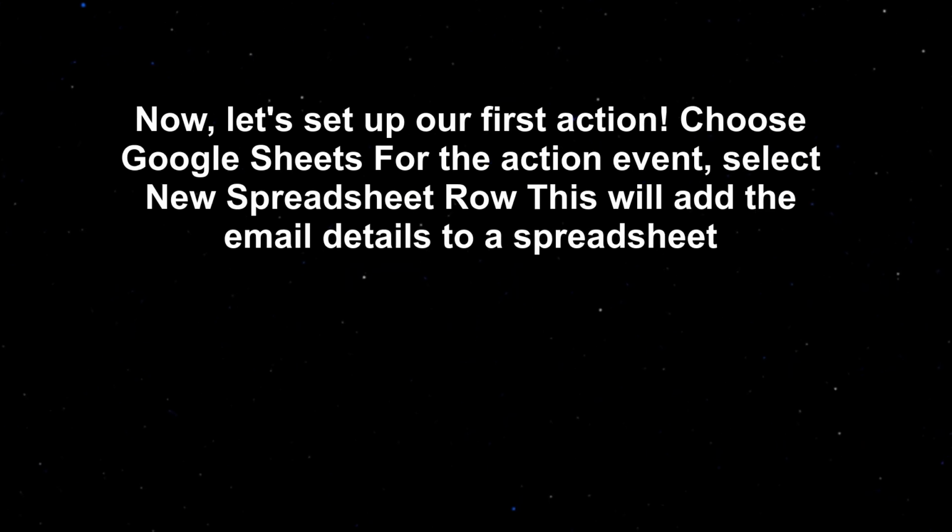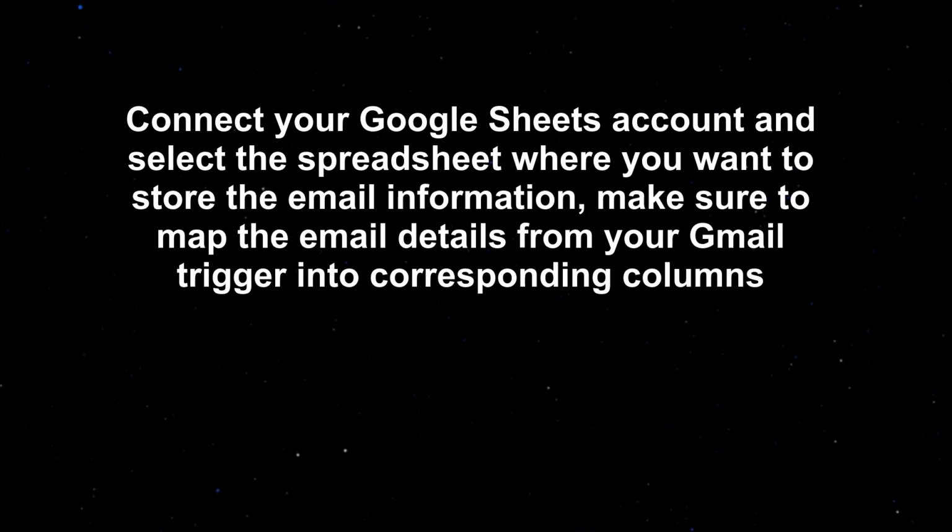Now, let's set up our first action. Choose Google Sheets for the action event. Select New Spreadsheet Row. This will add the email details to a spreadsheet. Connect your Google Sheets account and select the spreadsheet where you want to store the email information. Make sure to map the email details from your Gmail trigger into corresponding columns.